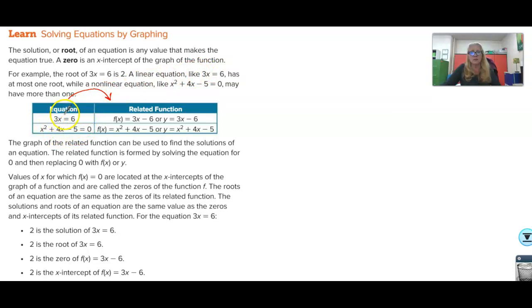If it's equal to 0, it's a no-brainer. Like this one here was already equal to 0, so you just change the 0 to f of x or y, which is what they have done here. And then you have something you can graph, okay?